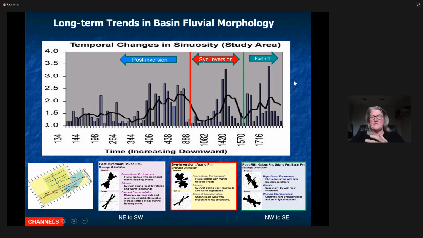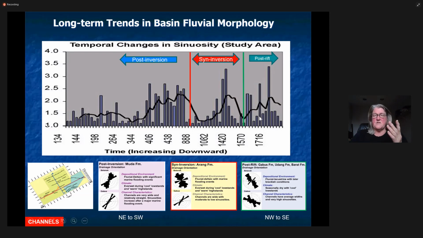Now, the other thing that we see in this basin, and this is really important, is that these changes in sinuosity matter if you're trying to produce out of this area. And that's what they're trying to do. They're trying to produce gas deposits out of this area. So if you come into this basin, the other thing you need to be aware of is whether you're in post-rift, syninversion, or post-inversion time, because the fluvial channel systems are shifting orientation.